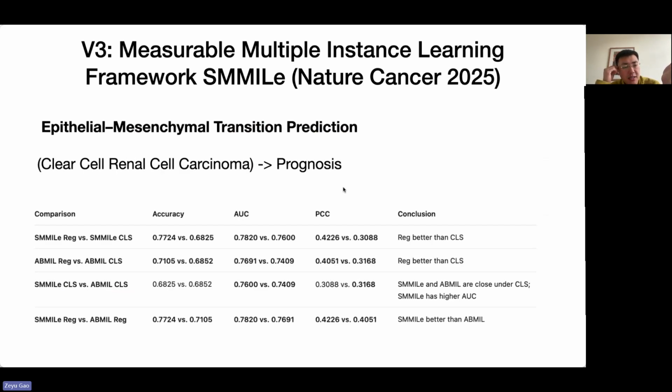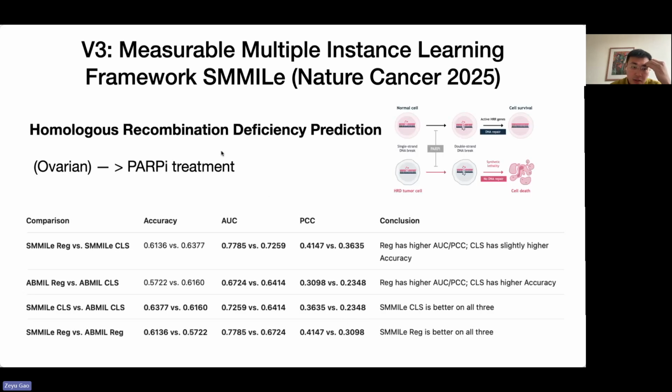We implement SMILe for biomarker prediction, like this EMT biomarker for clear cell renal cell carcinoma, and we extend SMILe from a classification framework into a regression framework. It all shows better results than SMMILe. And also this HRD prediction, which I mainly work on these days, is related to ovarian cancer, mainly for PARP inhibitor treatment. It also shows SMILe regression is better than any other models now.